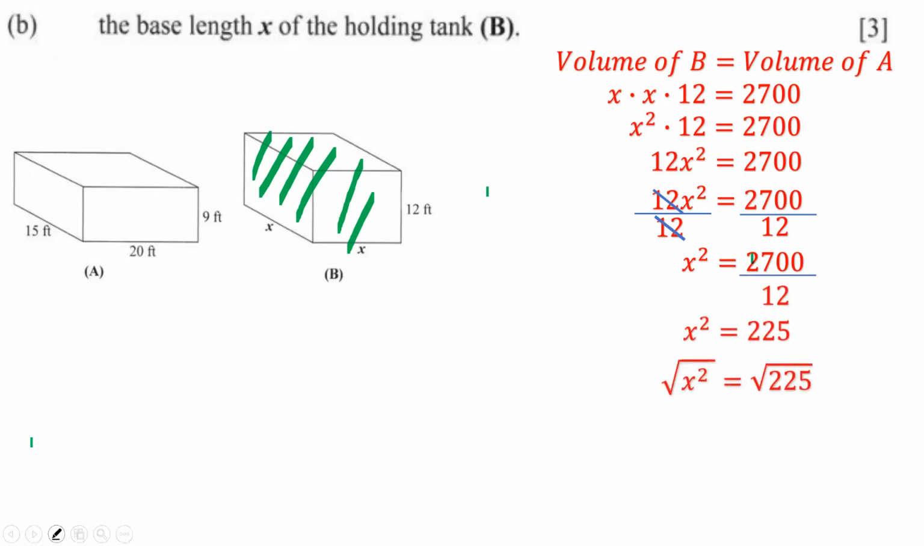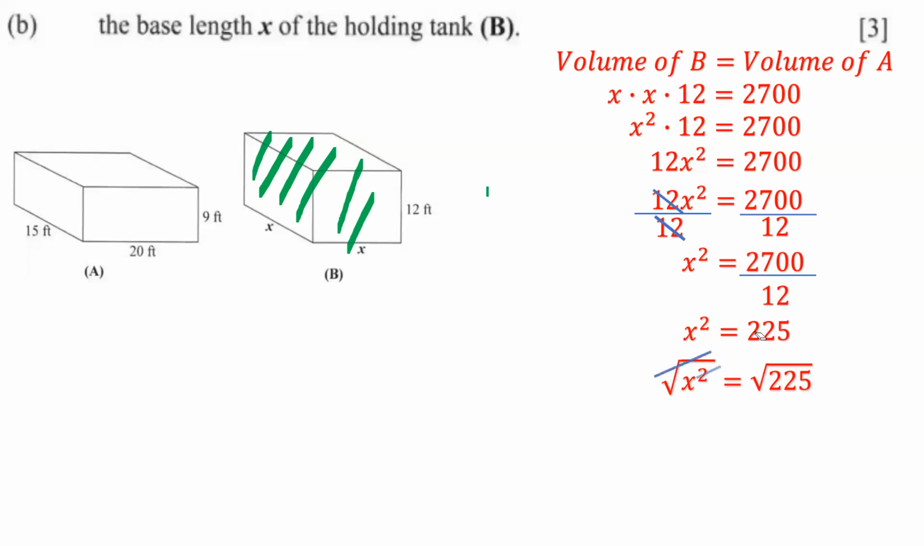But before we do that, what I did here was I divided. So I did 2,700 divided by 12, which gives me 225. Then we can take the square root of both sides. All right, so be careful there. X squared is going to be equal to, sorry, not 27,000, 2,700 divided by 12. And so now x squared is going to be equal to 225.